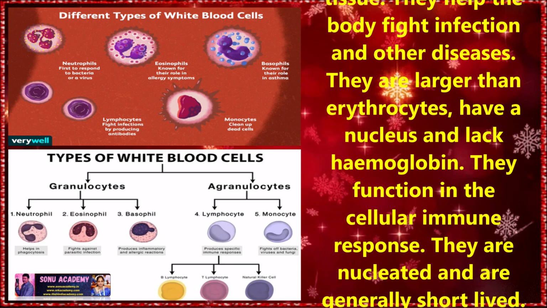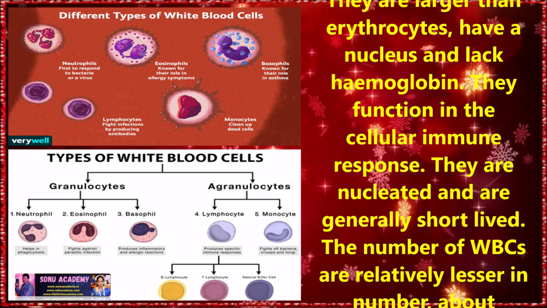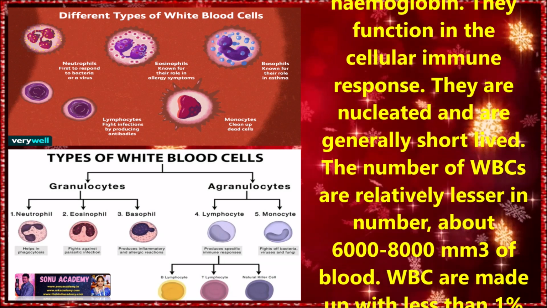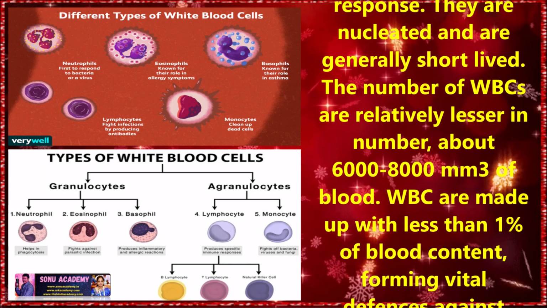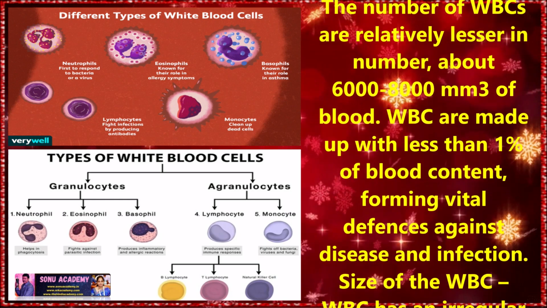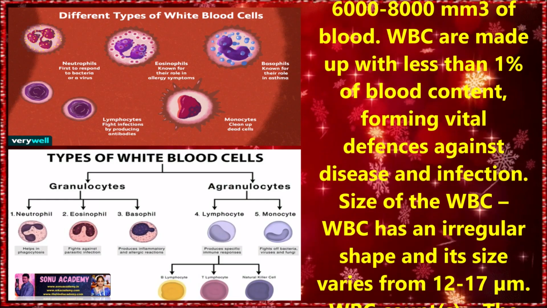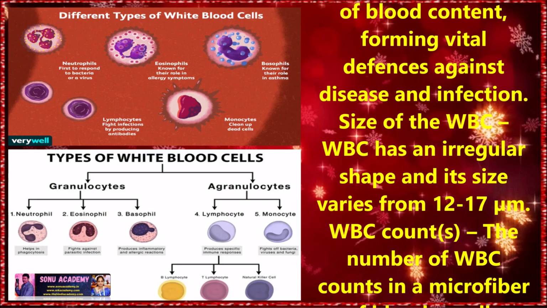They function in the cellular immune response. They are nucleated and are generally short-lived. The number of WBC is relatively lesser, about 6,000 to 8,000 per cubic millimeter of blood. WBC make up less than 1% of blood content, forming a vital defense against disease and infection.